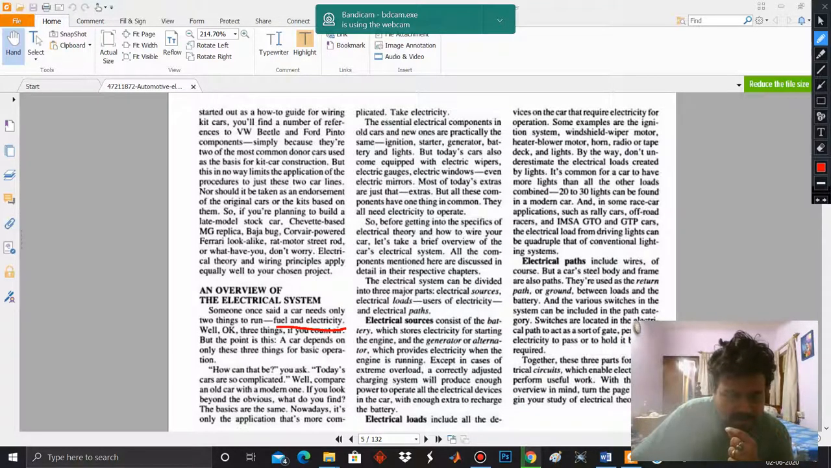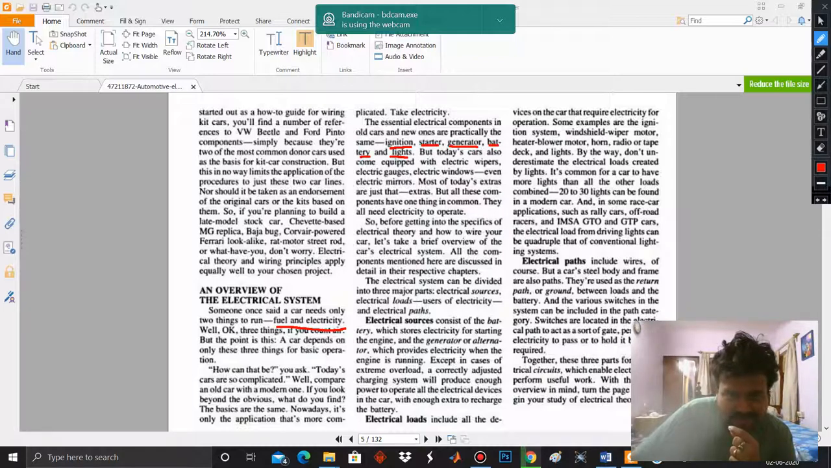Well, compare an old car with a modern one. If you look beyond the obvious, what do you find? The basics are all the same. Nowadays, it's only the application that's more complicated. Take electricity. The essential electrical components in old cars and new ones are practically the same. What are they? Ignition, starter, generator, battery, and lights.